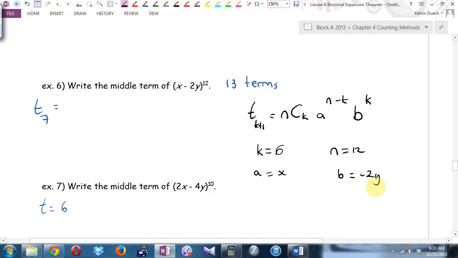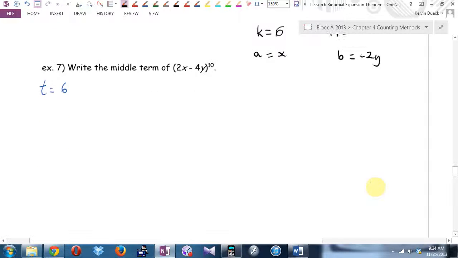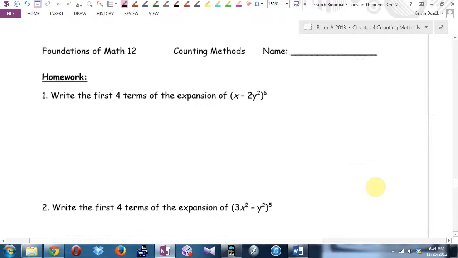So you've got the hang of the plug and chug. I'm not going to actually take this any further. You're going to do something like this in your homework. But in your homework and probably on a test, I may say, find the middle term. Because that combines two things. That combines you knowing how many terms there are and using this. Okay? So example 6, example 7 we're going to pass.